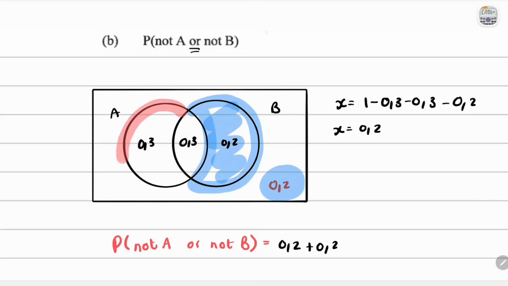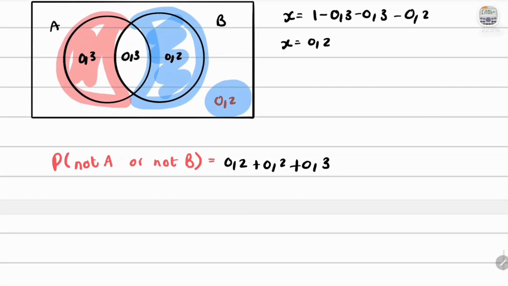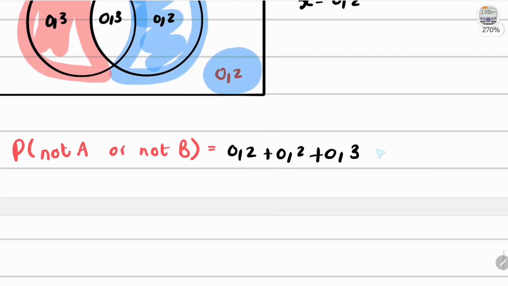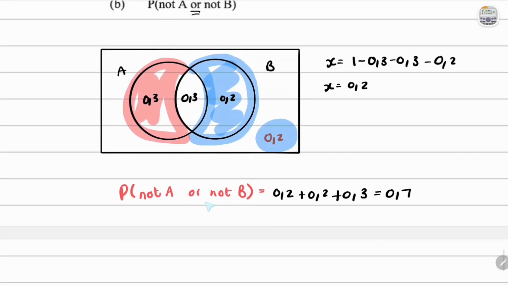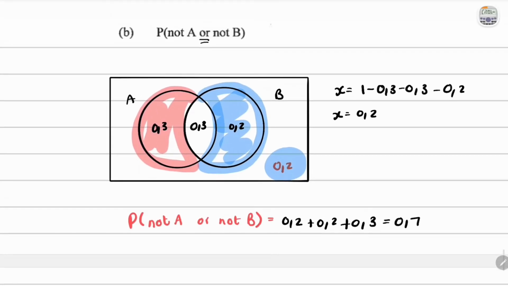So that would be everything here, okay? And of course the 0.2, but we already added that, so we don't have to add it twice. So that will be the 0.3. Okay, and so that would give us 0.4 plus 0.3, which is 0.7. Okay, so that would be the answer. Probability of not A or not B is 0.7.